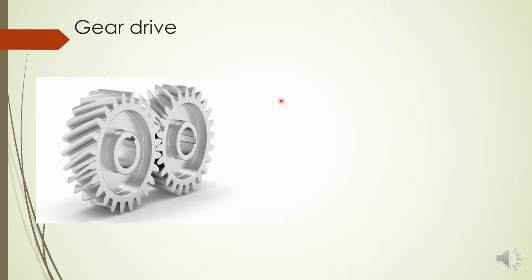So what do you mean by a gear drive? Some of you have already seen a gear inside your watch or in some other application, in some automobile animations. So this is a figure of a gear drive you can see here. So what do you mean by a gear drive? Gear drive is nothing but a toothed wheel used for power transmission.